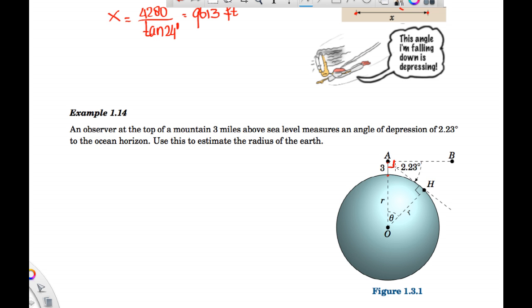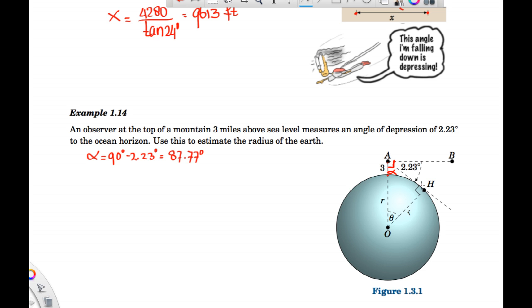If that angle is 90, then let's call this alpha, alpha being the little angle here. Then we know that alpha is 90 degrees minus the 2.23. So 90 minus 2 is 88, so it's 87.77 degrees. Okay, so that gives me alpha.